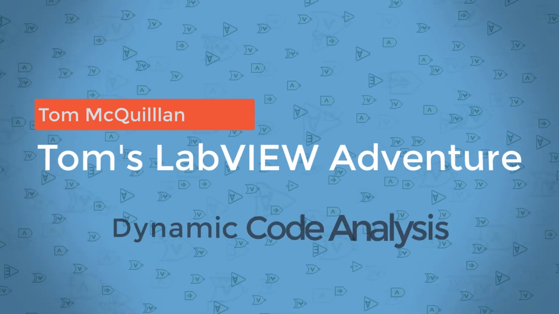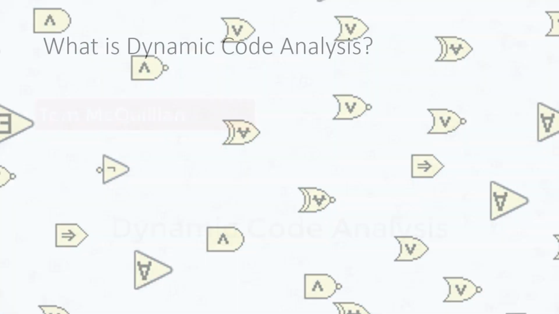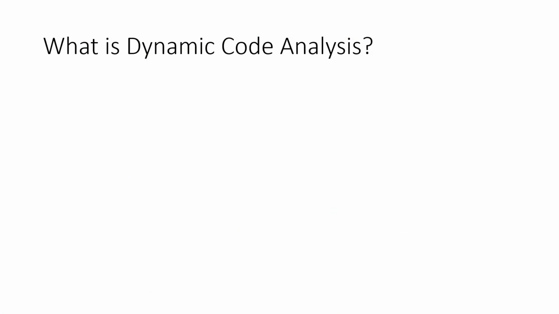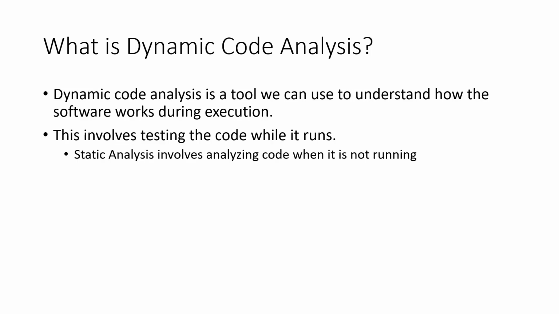Right, let's get started with what dynamic code analysis is and how to use it. Dynamic code analysis is a tool that we can use to understand how the software works during execution. That means the software actually has to be running when we're testing it. This is different to static code analysis, which involves analyzing the code when it isn't running.